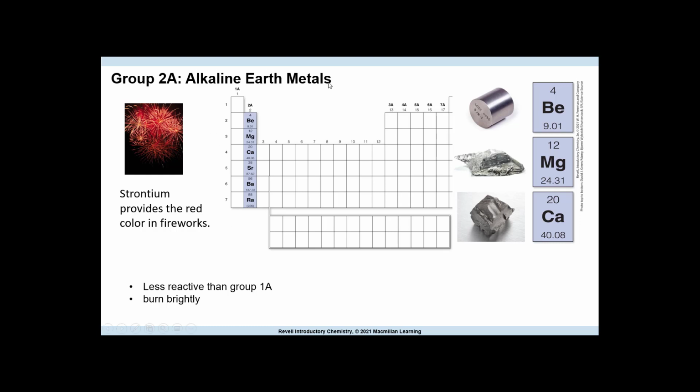So group 2 is alkaline earth metals, and it goes down the column. This is a family, and they have similar properties. They burn brightly, and they're less reactive than group 1.